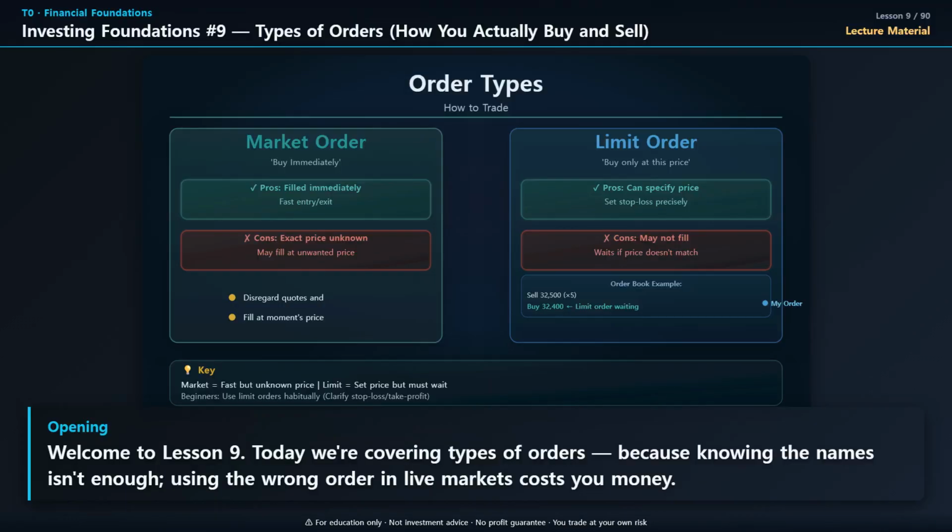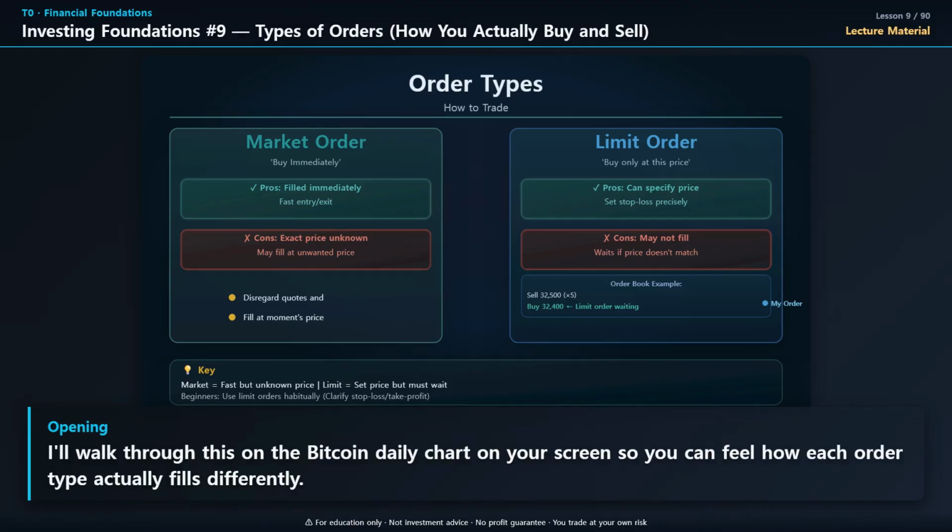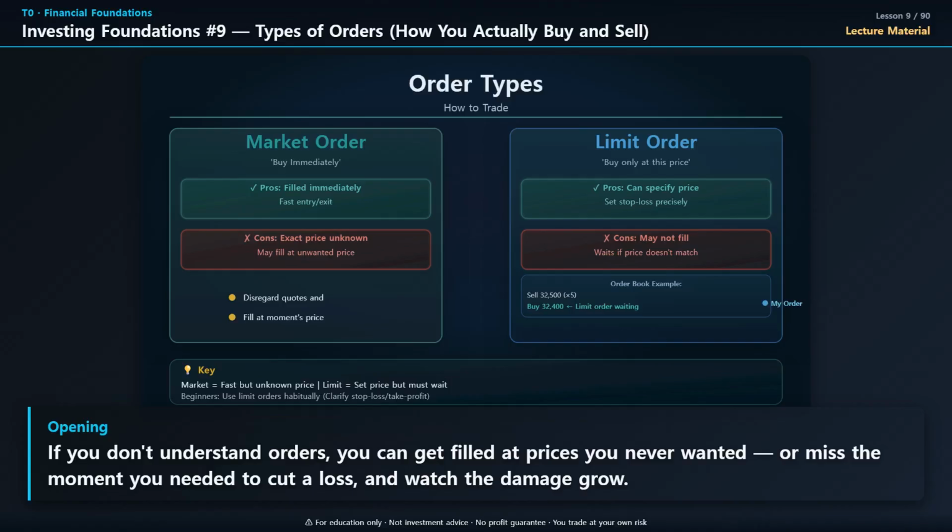Welcome to Lesson 9. Today we're covering types of orders, because knowing the names isn't enough. Using the wrong order in live markets costs you money. I'll walk through this on the Bitcoin daily chart on your screen, so you can feel how each order type actually feels differently. If you don't understand orders, you can get filled at prices you never wanted, or miss the moment you needed to cut a loss and watch the damage grow.